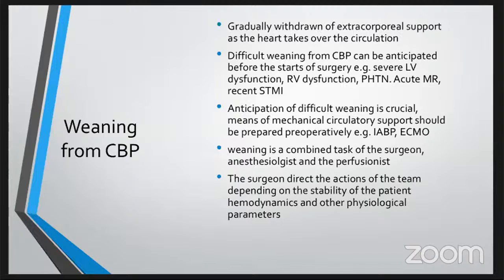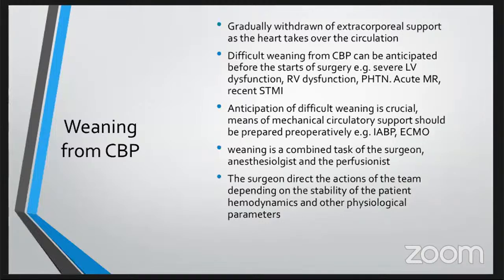Moving finally to weaning from cardiopulmonary bypass, it's a gradual process to withdraw the bypass as the heart takes over the circulation. A difficult weaning from cardiopulmonary bypass can be anticipated before the beginning of the surgery in case of severe LV dysfunction, RV dysfunction, severe pulmonary hypertension, acute MR or recent STEMI. The anticipation of difficult weaning is crucial. So means of mechanical circulatory support should be prepared, like the use of intra-aortic balloon pump or ECMO, for example.